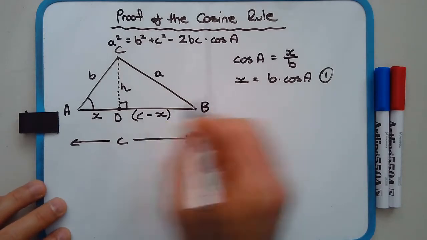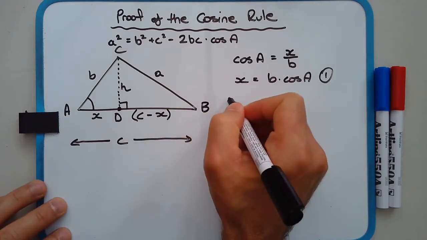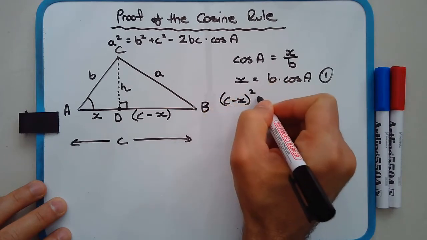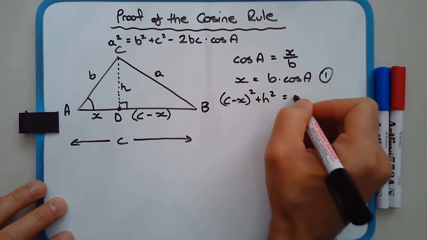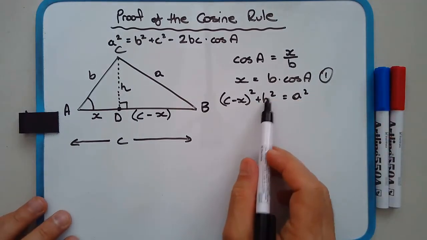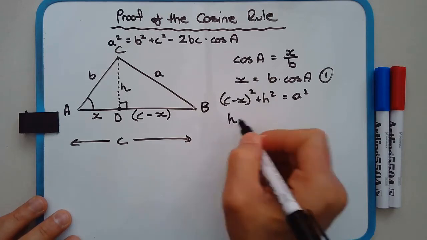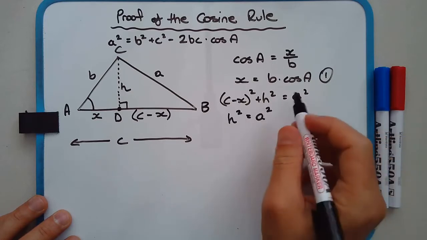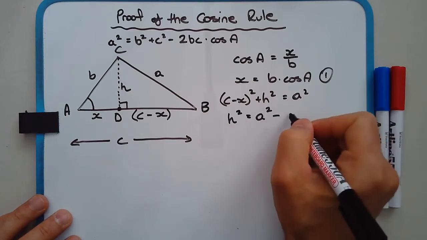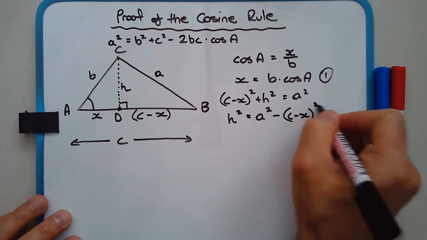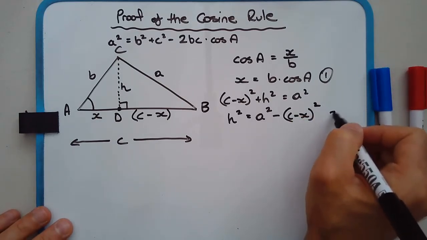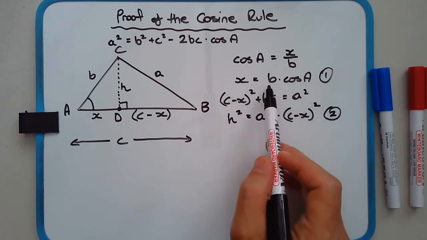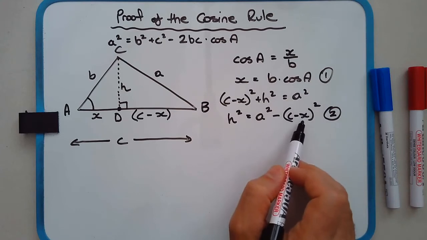So let's do that. By Pythagoras' theorem, we've got c minus x all squared plus h squared is equal to a squared. If we make h squared the subject of the formula, we get h squared is equal to a squared minus c minus x all squared. Let's call that equation number 2. You can see that x is going to be eliminated by equation number 1. So this b cos a is going to be substituted in for x.